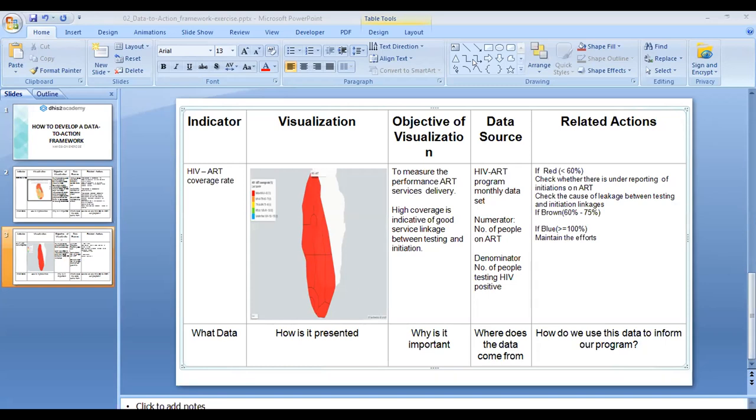So that's one thing. And also, when you are commenting about the actions, you should always comment on the indicator and denominator both, right? Say for example, you can check whether there are issues with ART initiation, and also you can check whether there is some issue with the denominator. So that also is something that you can comment.